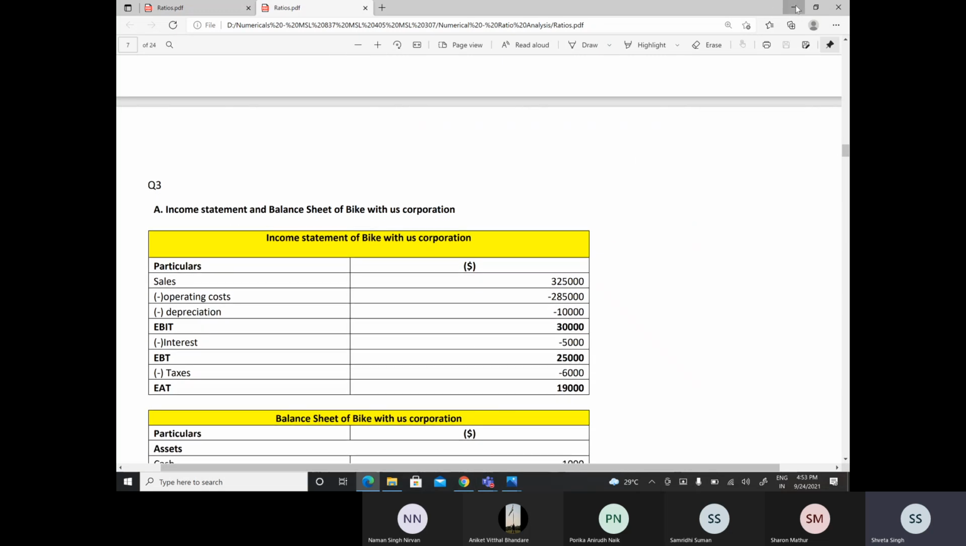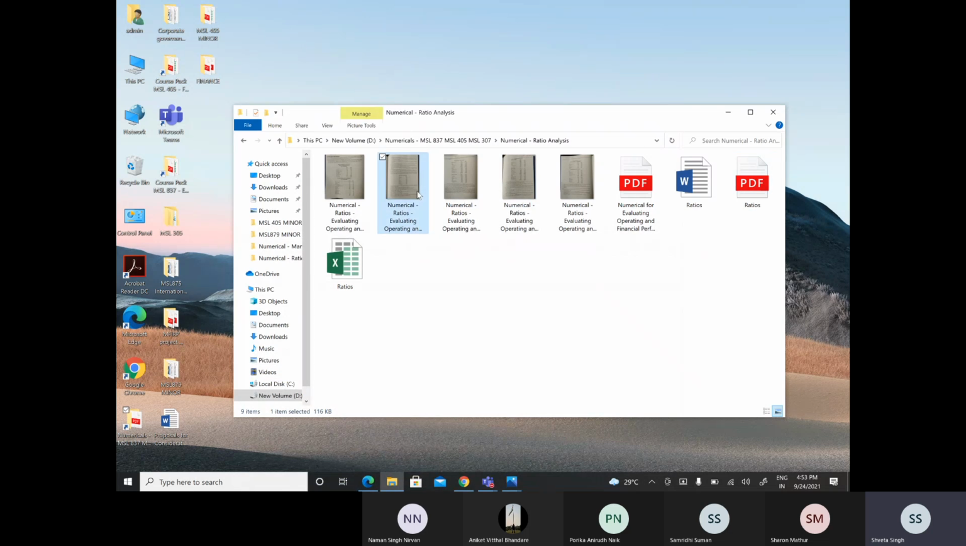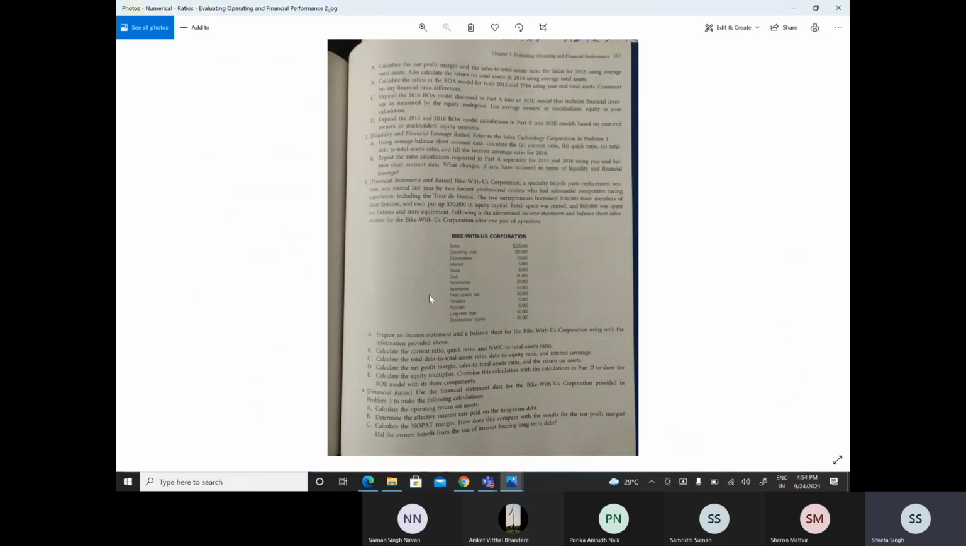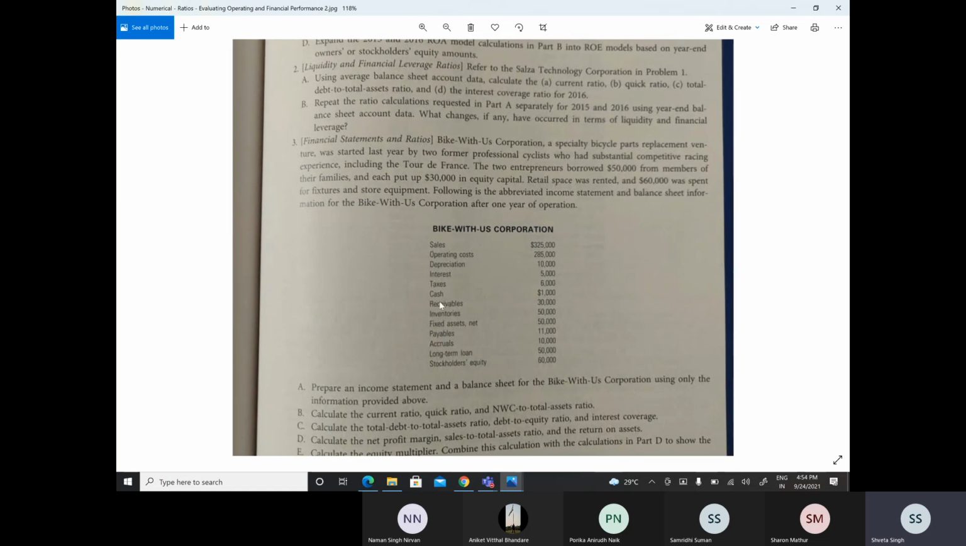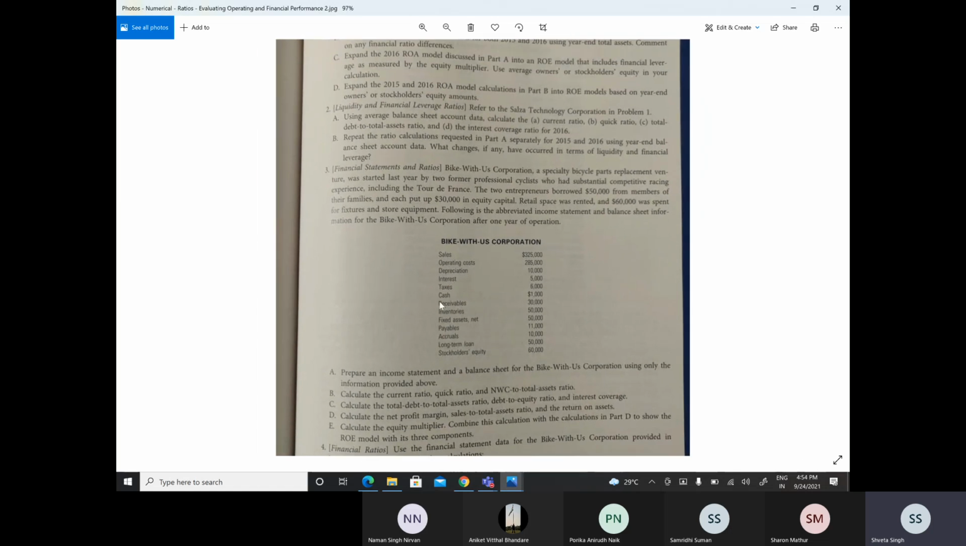So this is the other numerical. Now let me show you the others. We will upload all of this so that you can do your own practice. So I think question number 3 you can solve on your own, because it is asking you to calculate the current ratio, quick ratio, total debt to total assets, net profit margin. All of this we have done. So I think you can solve it on your own also.